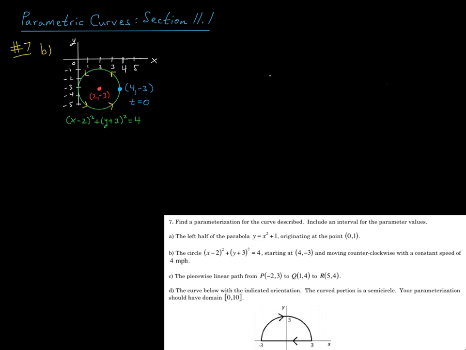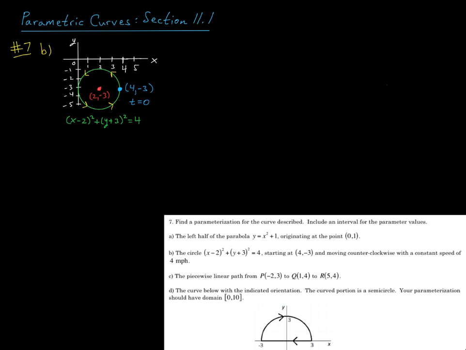Okay, so let's next check out part B. It says the circle (x minus 2) squared plus (y plus 3) squared is equal to 4, starting at 4, negative 3, and moving counterclockwise with a constant speed of 4 miles per hour. All right, so this circle has radius 2, because I see a 4, which is 2 squared, on the right-hand side. And the center of the circle is at 2, negative 3. So you see that circle pictured up above here. And we start at the point 4, negative 3. So when t is 0, we're located right here at this blue dot, 4, negative 3.